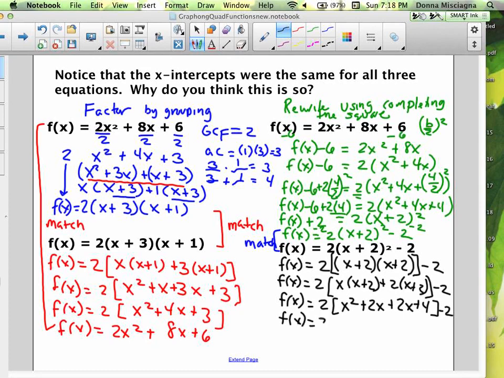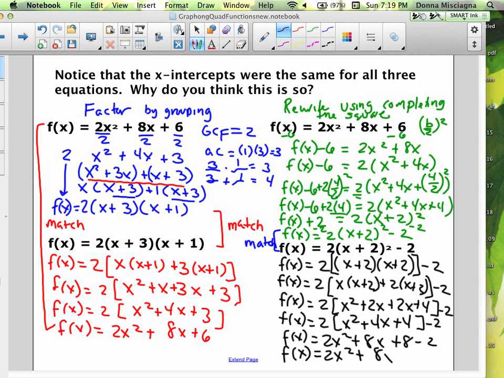So f of x equals 2 times (x squared plus 4x plus 4) minus 2. So we have f of x equals 2x squared plus 8x, because we're distributing the 2, plus 8, and now I can drop the parentheses because I've already done the multiplication, minus 2. I combine my like terms, and f of x equals 2x squared plus 8x plus 6. And hey, that means that this and this match.